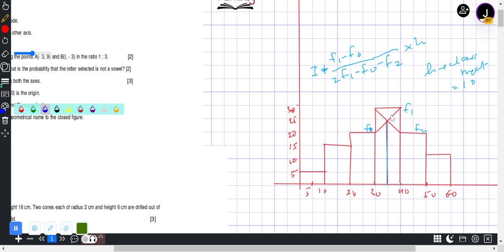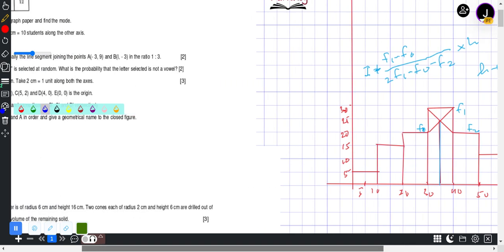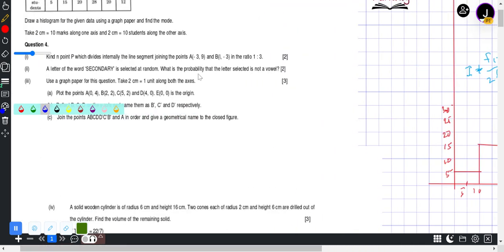And f1 is 28. And what is f0? f0 is 20. And what is f2? That is also 20. And l is 30. Okay. So putting these values, you arrive at the mode, and that works out to 35.